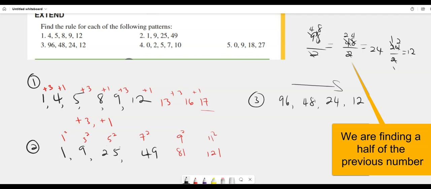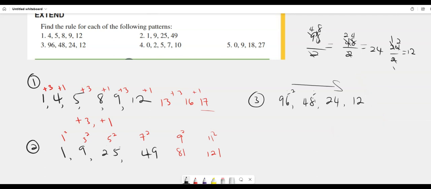So it appears that we are simply dividing this number by 2. So we divide it by 2, divide by 2. So if we divide 12 by 2, we'll get 6. And then if we divide 6 by 2, we will get 3. Okay, so dividing here by 2. We would stop there.